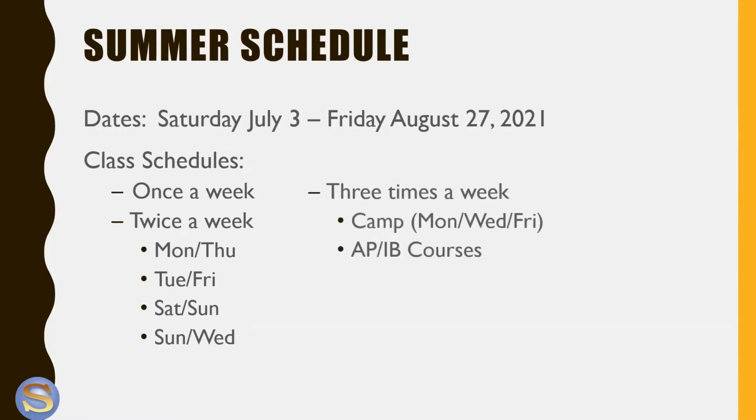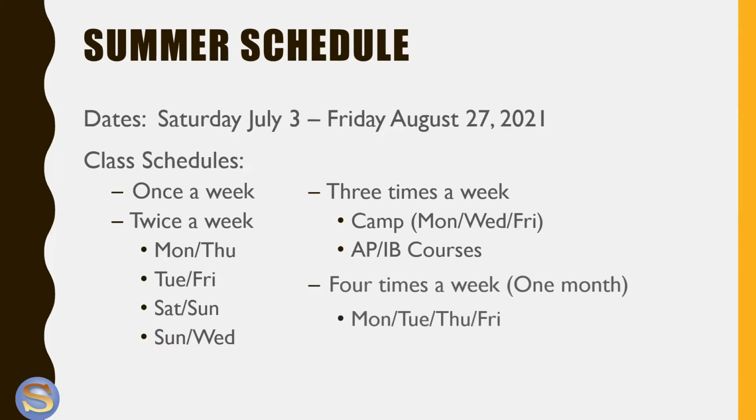Some of our classes also occur 3 times a week, such as the camp courses, which occur on Mondays, Wednesdays, and Fridays, as well as some AP/IB courses, which are also 3 times a week. For students who wish to finish the course within a month, we also offer a 1-month course that occurs 4 times a week, either in July or August, and these are usually on Mondays, Tuesdays, Thursdays, and Fridays.